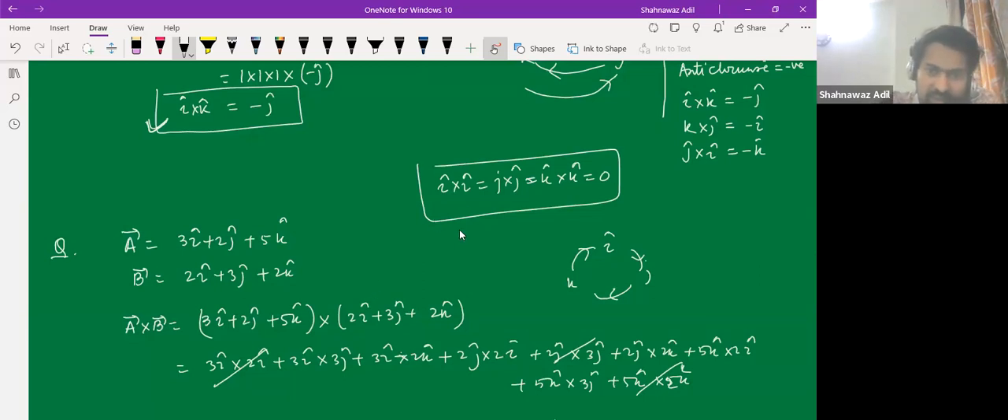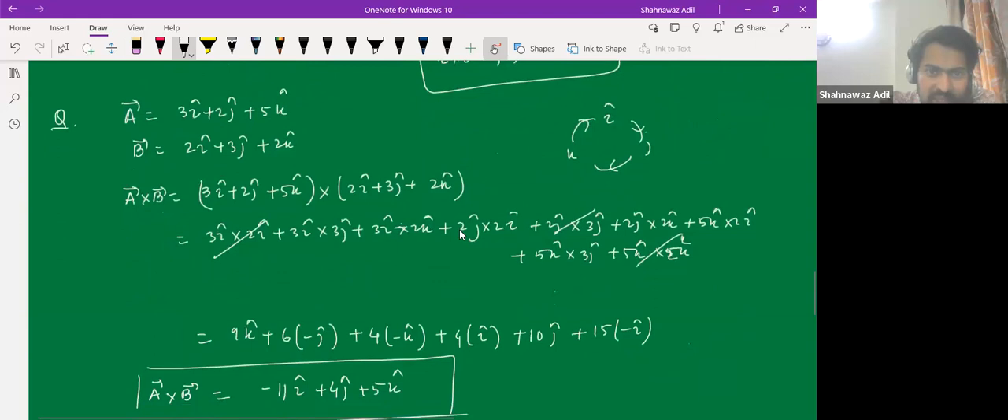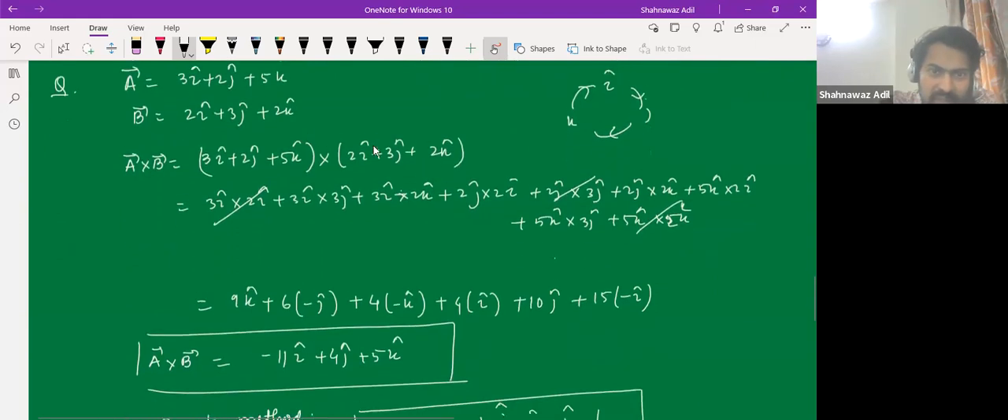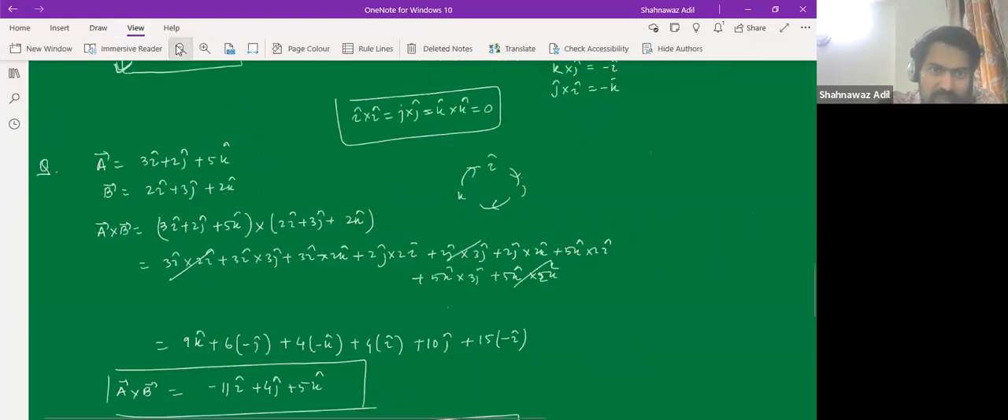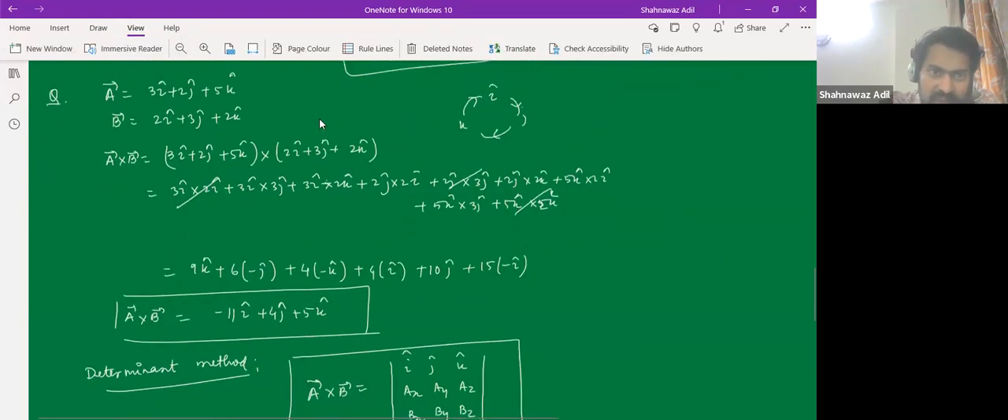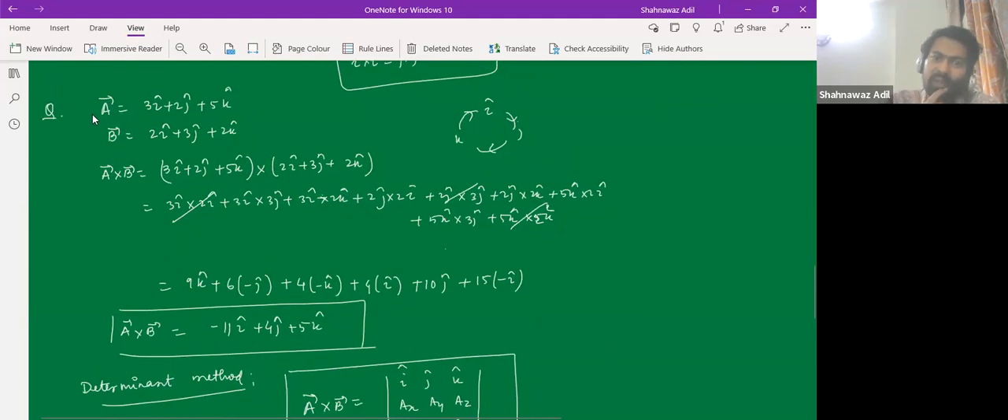If these are clear, then please note it down, and don't hesitate to ask me any question. If you have any doubt, please ask. This is how we calculate the cross product of two vectors which are given in Cartesian form. So please note it down, and whenever Arsalan returns, then we will talk about the other topic.